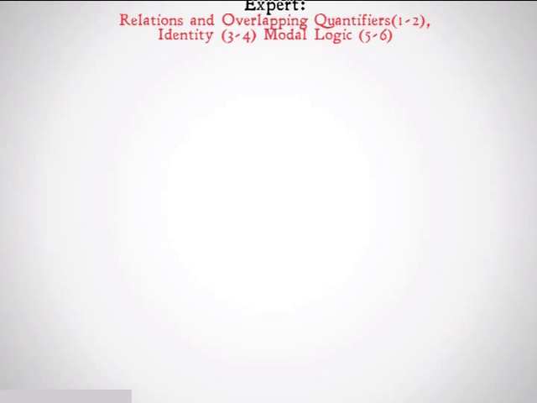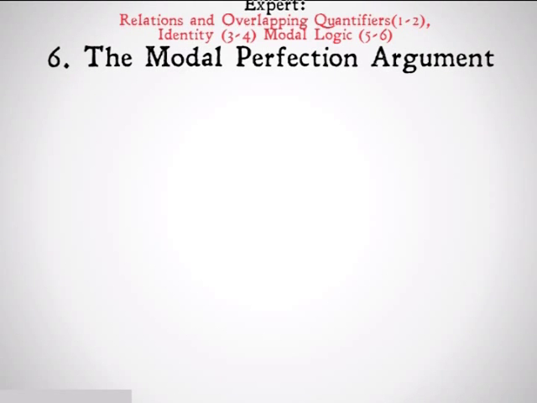Finally, problem number 6. What we're going to be doing is I'm going to be giving you the premises of the modal perfection argument and asking you to prove its conclusion. Now, you may disagree with the modal perfection argument because you don't agree with the premises. That doesn't mean that the argument isn't valid. It's a valid argument, and you can argue against the premises all you want, or you can argue against its use of S5, definitely.